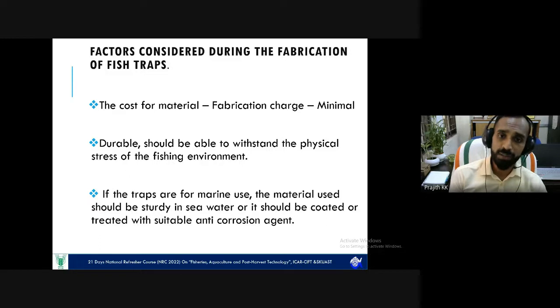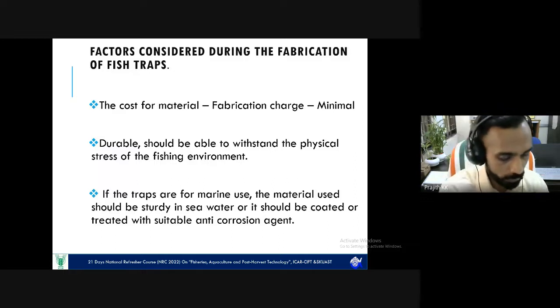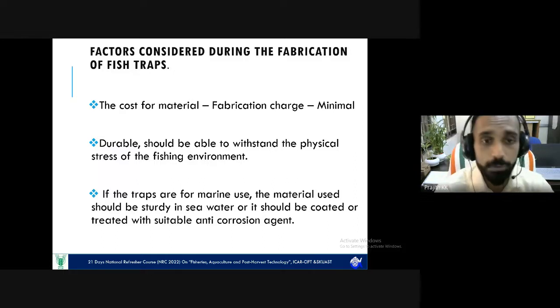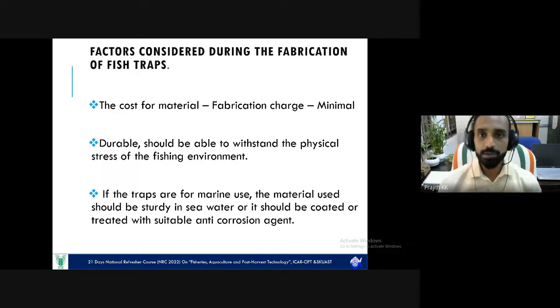First one is the cost of the material and fabrication charge. It should be minimal, because in most cases fishermen use locally available material, so that can reduce the fabrication charge. So it should be minimal.